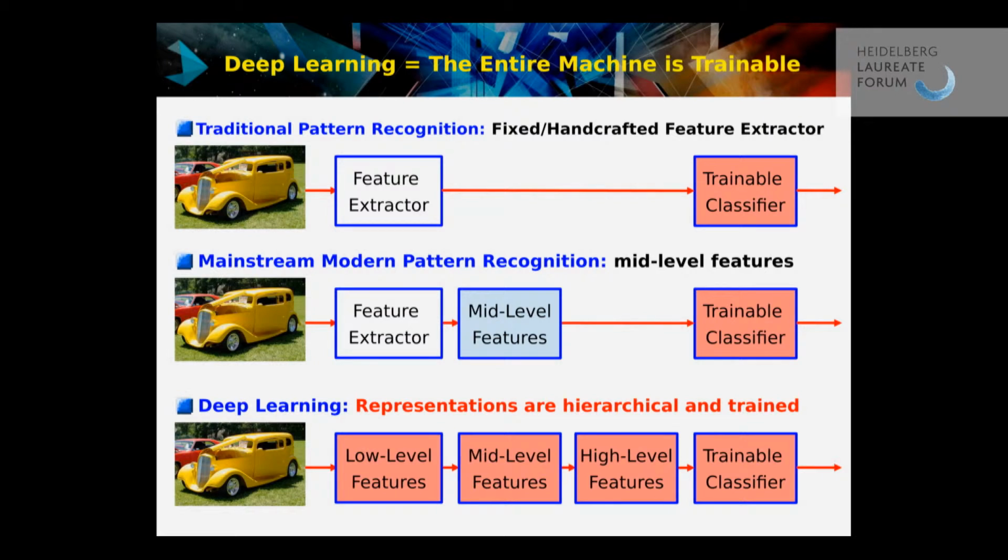Now the main idea of deep learning is to see the whole pipeline as one trainable system. The system itself decides which type of features it wants to extract, how to organize them in a hierarchical way, and at the end to classify them. And this is trained end to end, from the very beginning to the end. The system operates directly on the basic representation of the task, in this case the pixels.